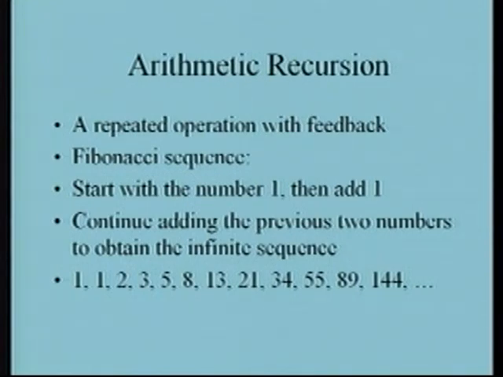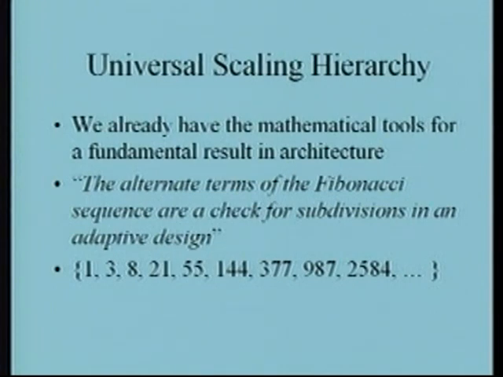Continuing, I can keep generating any number in the sequence by adding the previous two numbers. There is a connection with the golden mean, which I will address later, but that does not concern us now. Well, after one page of work, I'm able now to present an important concept for architecture, the universal scaling hierarchy.